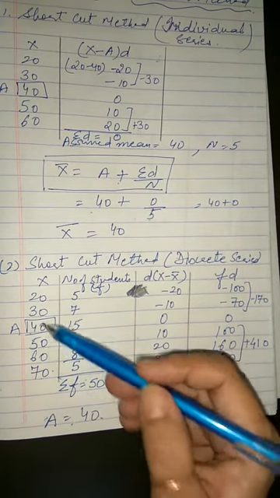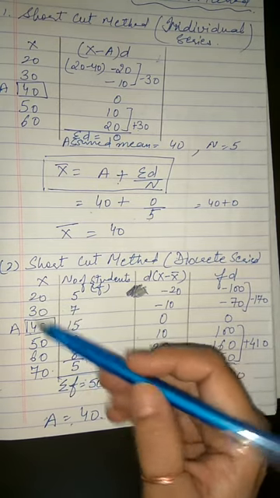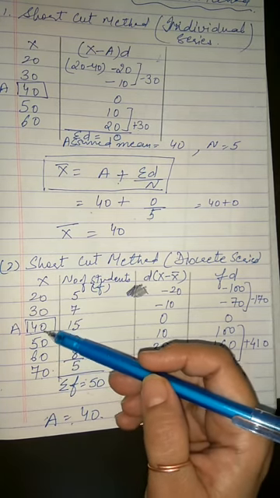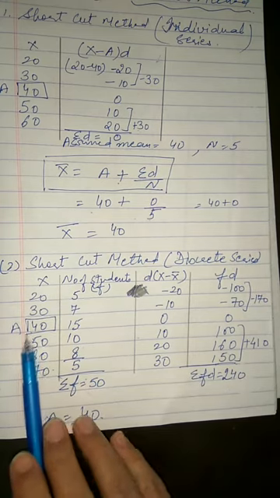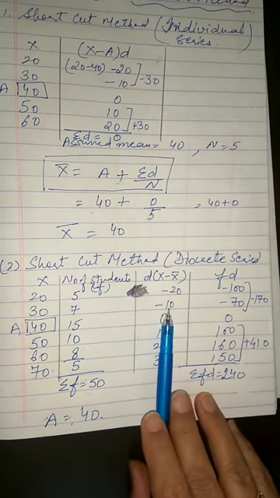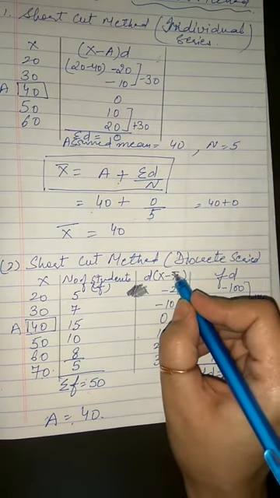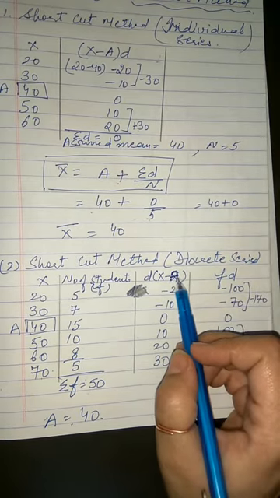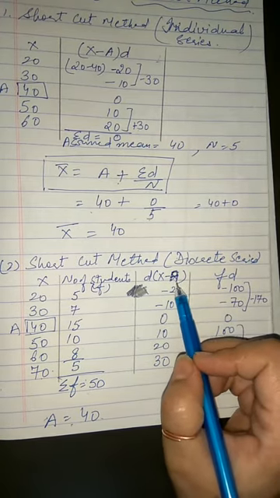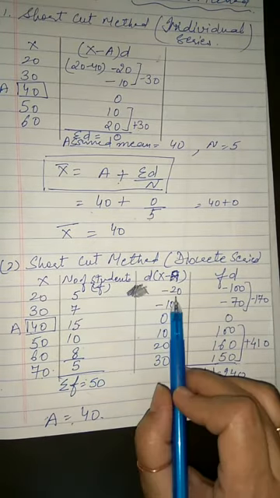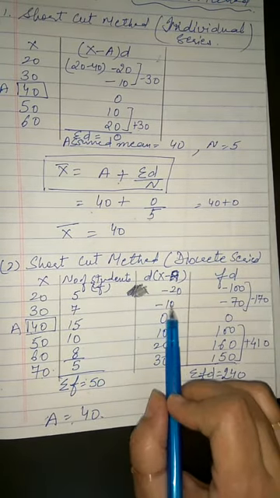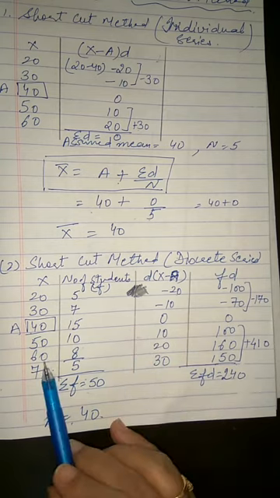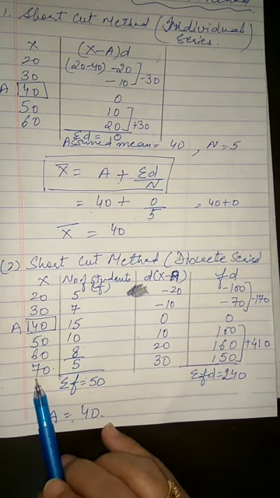In this case, again, the number of terms in x is even, but we have taken the middle one. You can take 40, you can take 50, it's your choice. Answer will not differ. So first step is we will take deviations. Deviation is always x minus assumed mean. Sorry, not this mean, but this mean, because the other one is the calculated and this is the assumed mean. 20 minus 40 is minus 20, 30 minus 40 is minus 10, 40 minus 40 is 0, 50 minus 40 is 10, 60 minus 40 is 20, 70 minus 40 is 30.